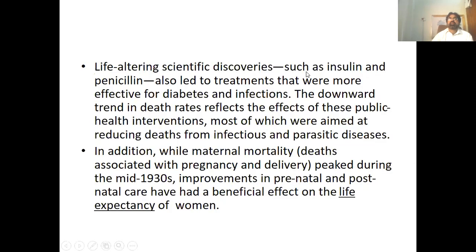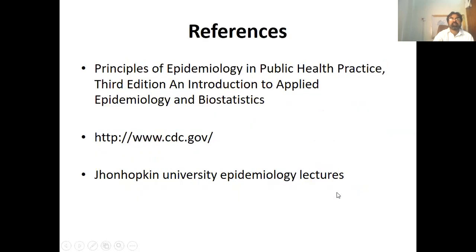Life-altering scientific discoveries such as insulin and penicillin also led to more effective treatments for diabetes and infection. The downward trend in death rate reflects the effect of these public health interventions, most of which were aimed at reducing deaths from infectious and parasitic diseases. In addition, maternal mortality, deaths associated with pregnancy and delivery, peaked during the mid-1930s, and improvements in prenatal and postnatal care have had a beneficial effect on the life expectancy of women.